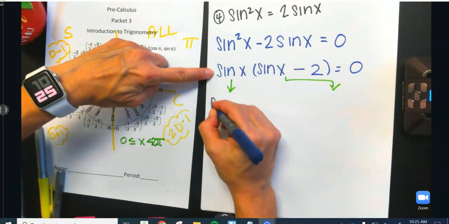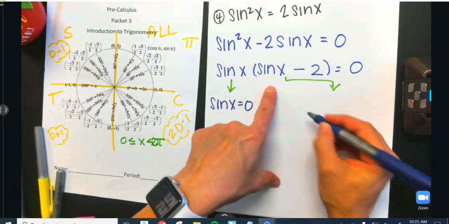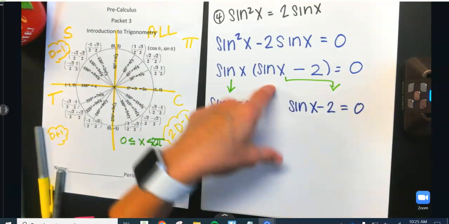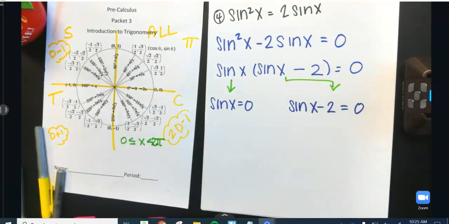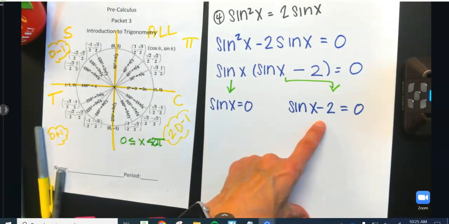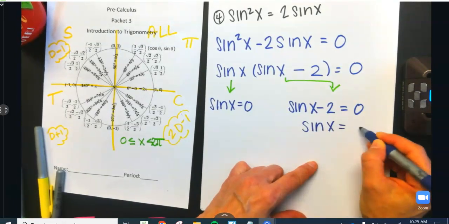So it's going to be sine x equals 0, and then sine x minus 2 equals 0. Solve. Well, this one's already solved. But this one isn't. Let's move the 2 over. So this is going to be sine x equals 2.